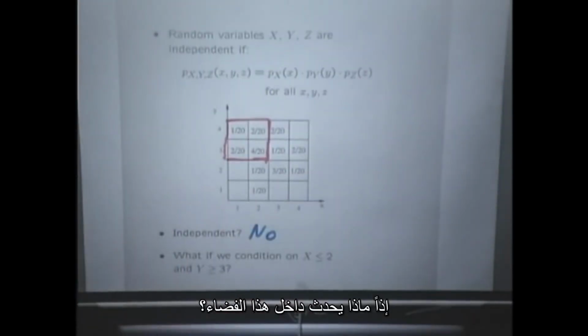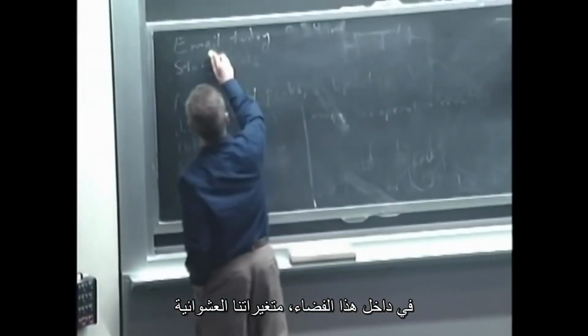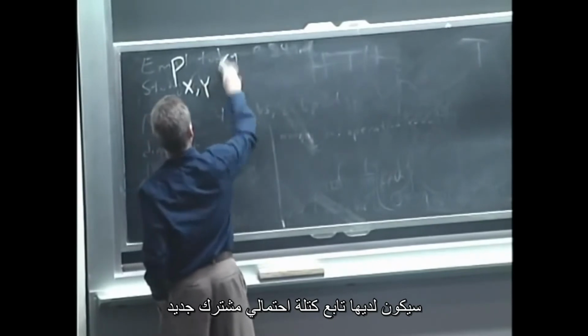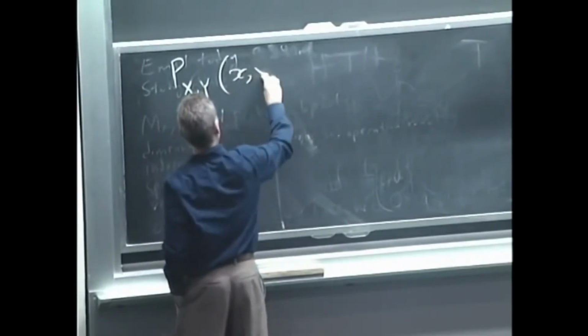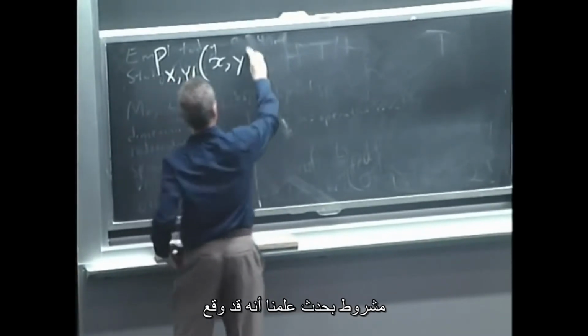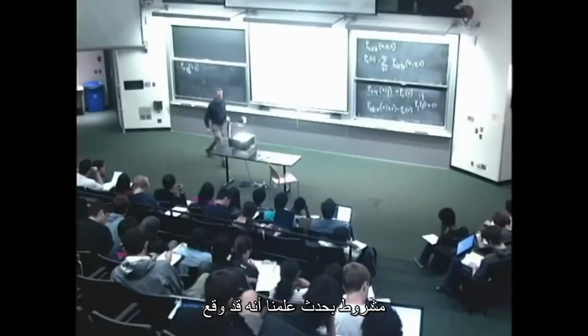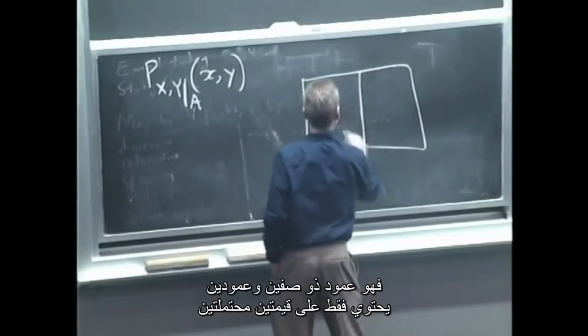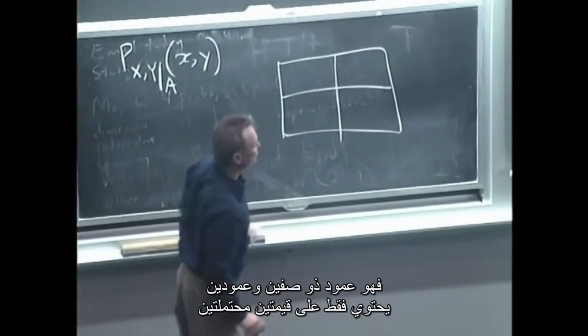So what happens inside this universe? Inside this universe, our random variables are going to have a new joint PMF, which is conditioned on the event that we were told has occurred. So let A correspond to this event here. And now we're dealing with conditional probabilities. What are those conditional probabilities? We can put them in a table. So it's a 2 by 2 table since we only have 2 possible values.